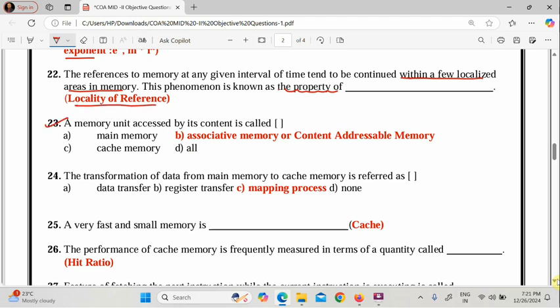A memory unit accessed by its content is called content addressable memory. It is also called associative memory. The transformation of data from main memory to cache memory is referred to as the mapping process. It means that data in main memory is mapped to data in the cache memory, which is called the mapping process. A very fast and small memory is called cache. The performance of a cache memory is frequently measured in terms of hit ratio.